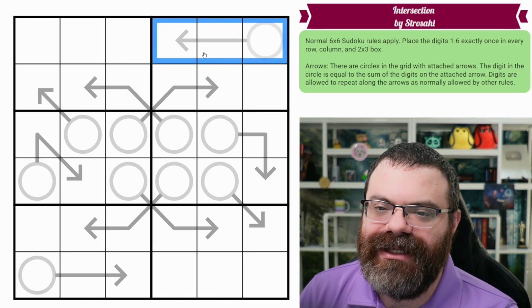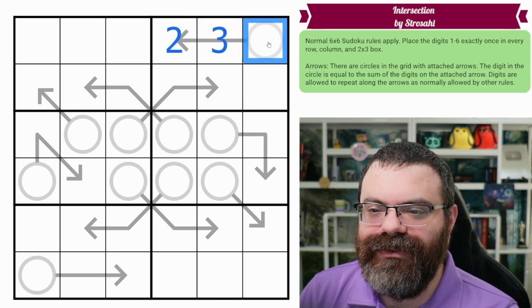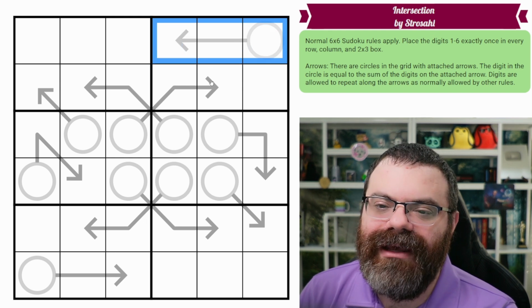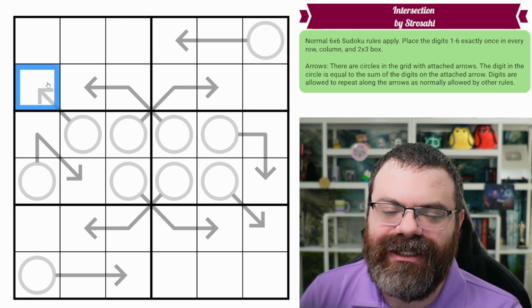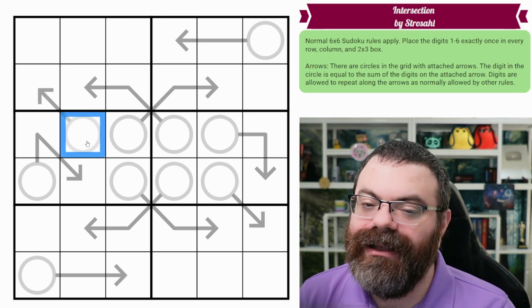So 2, 4, 6 is a possibility, or 1, 3, 4, or 2, 3, 5, or 3, 2, 5, right? For the arrows that are 1 in length, that just means it's the same digit, right? Like 2 and 2. And that's it.